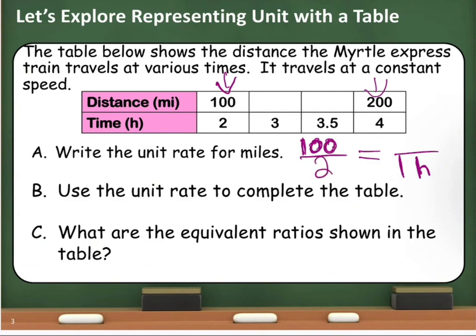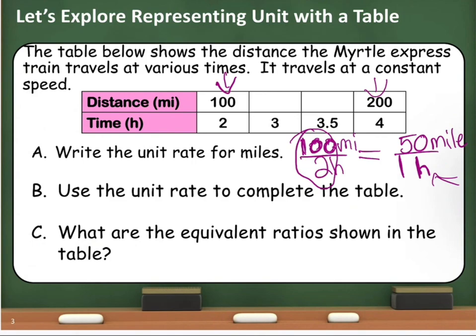Right? So we have 100 miles in 2 hours. Now, I know if there's a 1 in the denominator, I just have to divide this numerator by the denominator on the other side, right? And so 100 divided by 2 is 50. So 50 miles every 1 hour.